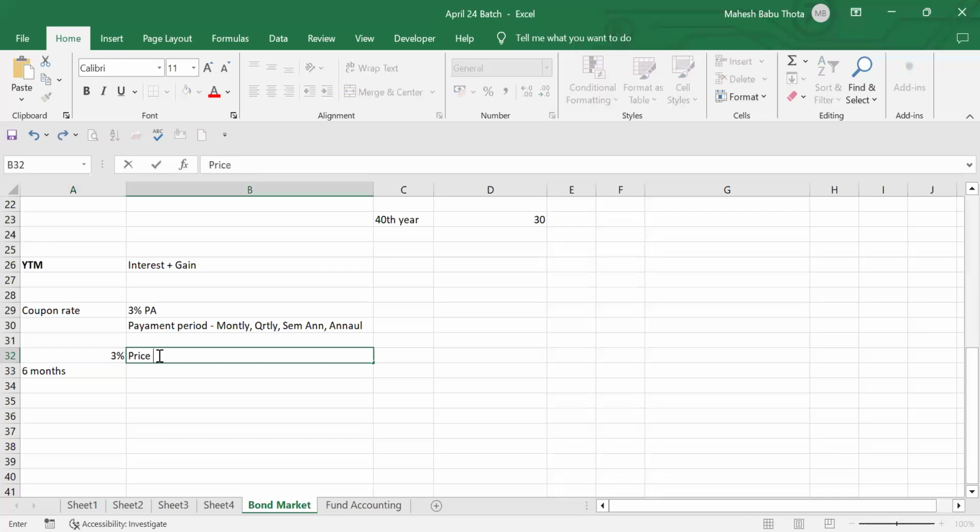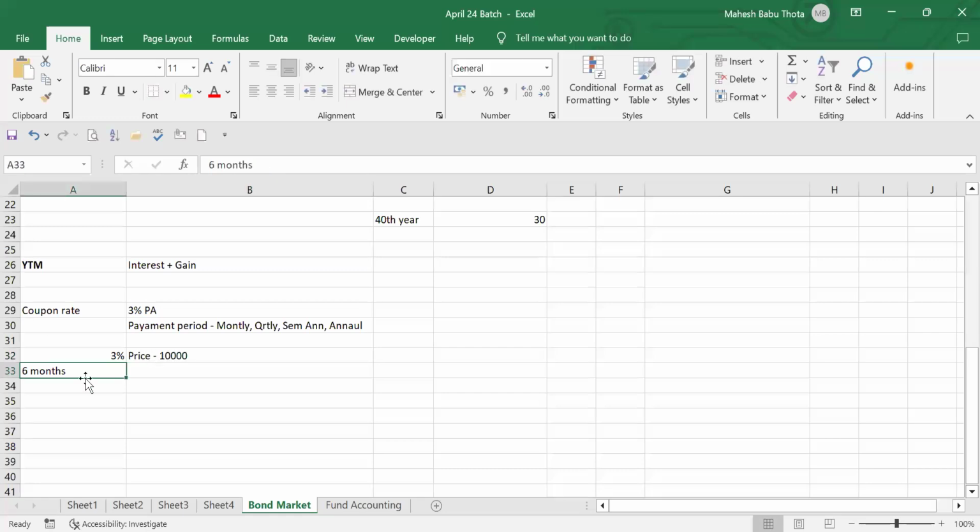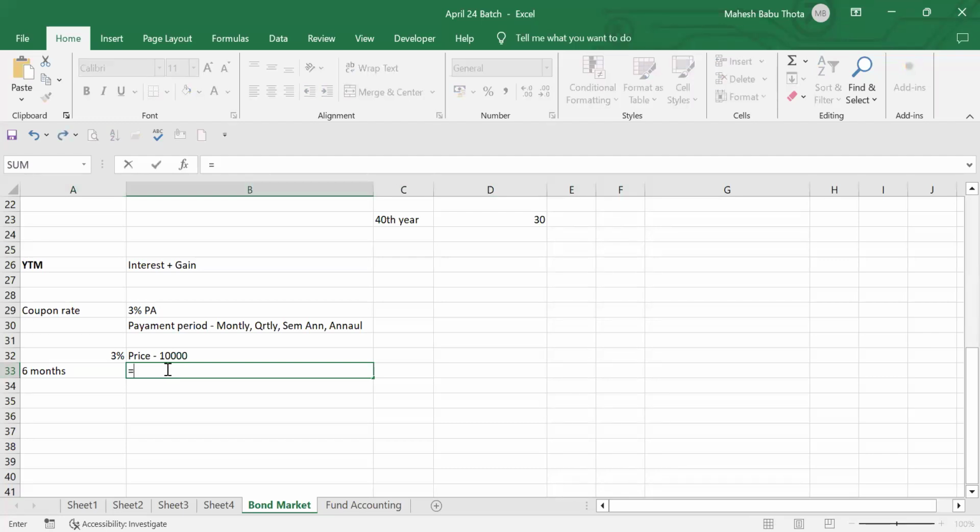Bond price is 10,000 rupees. Now tell me how much interest I'll get in 6 months? 600. So basically, if you want to calculate the coupon, we are considering the bond price times the coupon percentage. We have the coupon amount.